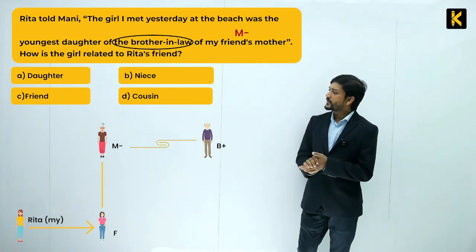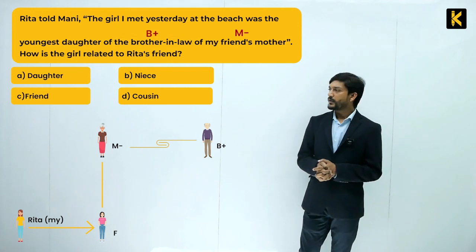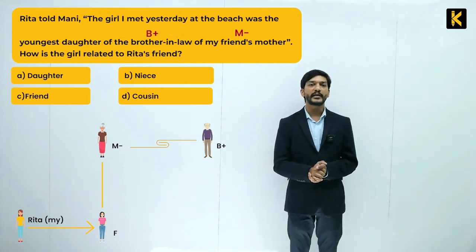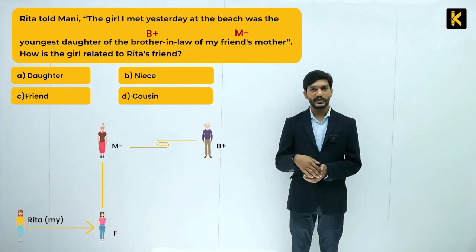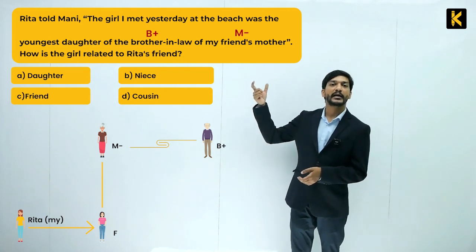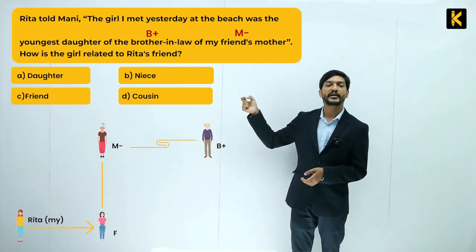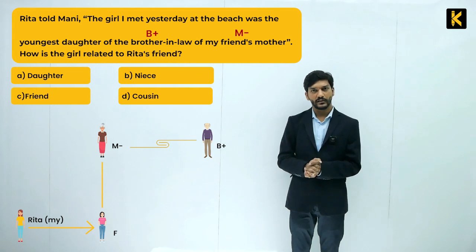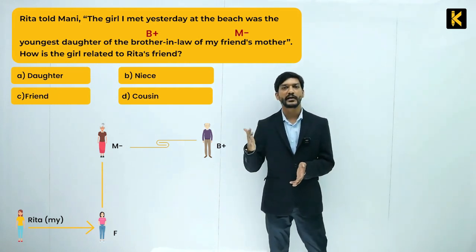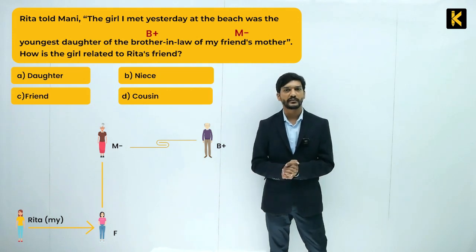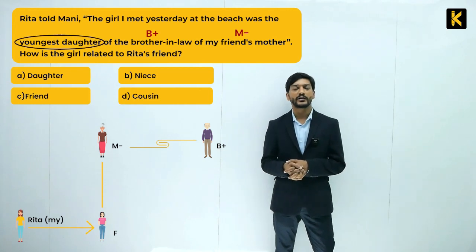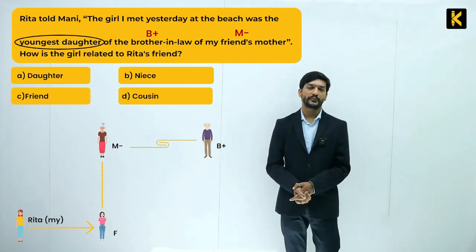So let me show it in the statement as well. In the statement, wherever brother-in-law is there, let me write B plus there, just to show that in the diagram we have represented that person, the brother-in-law, as B plus. Okay, now go to the next one. In the statement, please go behind what is mentioned next. So next thing mentioned is youngest daughter of the brother-in-law.